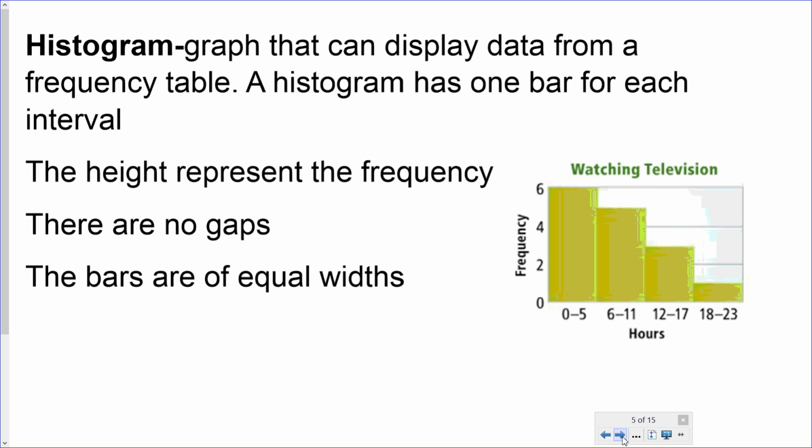So a histogram is a graph that can display data from a frequency table. A histogram has 1 bar for each interval. So notice the height represents the frequency. There's no gaps again, and the bars are all of equal width. So I have 0 to 5, 6 to 11, 12 to 17, 18 to 23. This is how many times each of these occur. So 6, 5, 3, and 1.